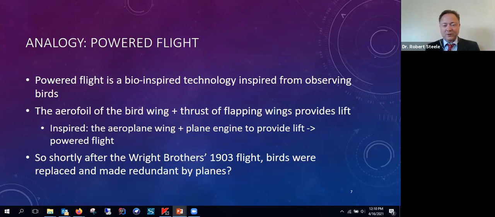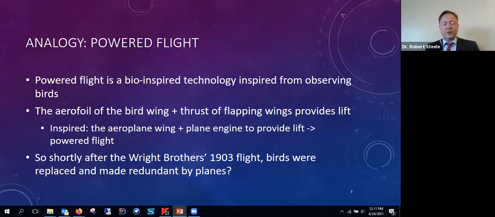The wings, in the case of birds, provide the thrust as well. We modified that, and we have wings, and we have a plane engine to provide the thrust. Okay, so that's how powered flight came about. Interestingly, it's a bio-inspired technology. I posed a somewhat humorous and rhetorical point here. So shortly after this, you know, breakthrough of following the inspiration from biology and being able to achieve powered flight, you know, birds were replaced and made redundant by planes.